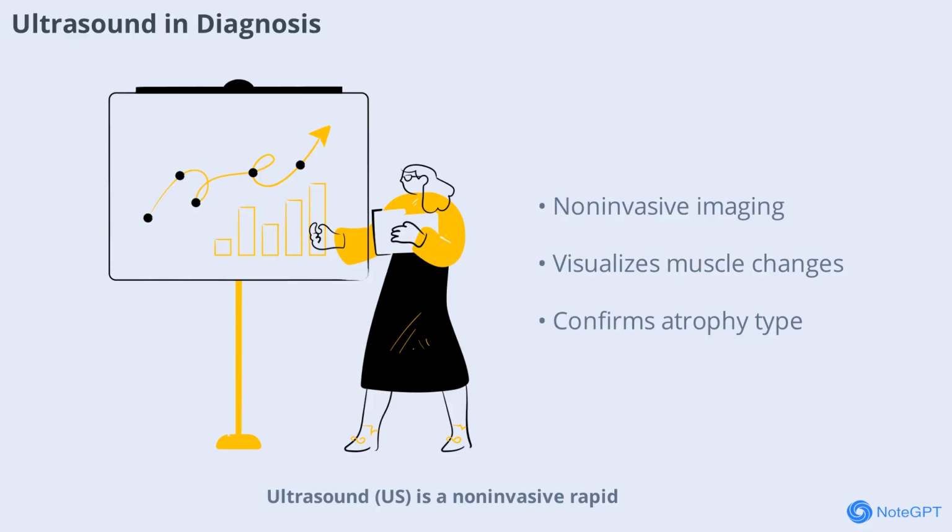Ultrasound (US) is a non-invasive, rapid, and cost-effective imaging technique that provides valuable information about the median nerve and thenar muscles. It allows for dynamic and functional assessment, helping to visualize muscle echogenicity and architecture. US is particularly useful when EDX studies are inconclusive, as it can confirm the presence and extent of muscle atrophy and help differentiate between total and partial forms.